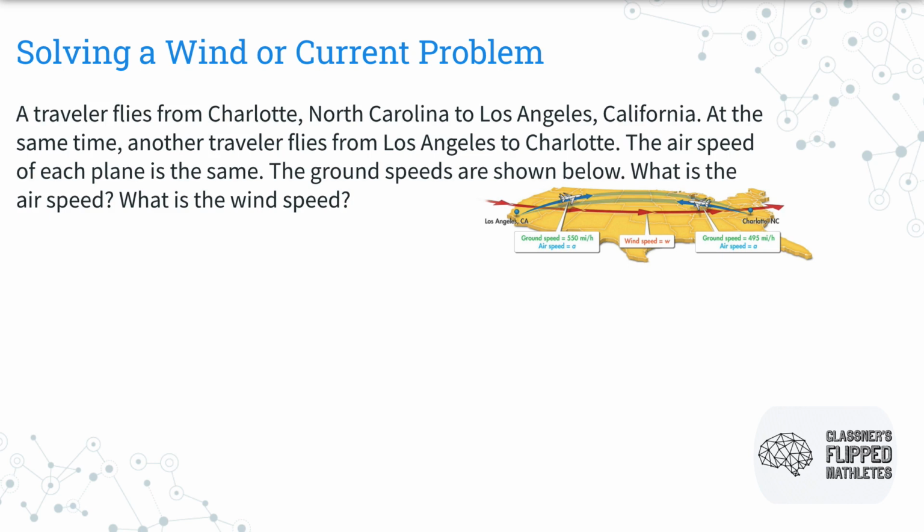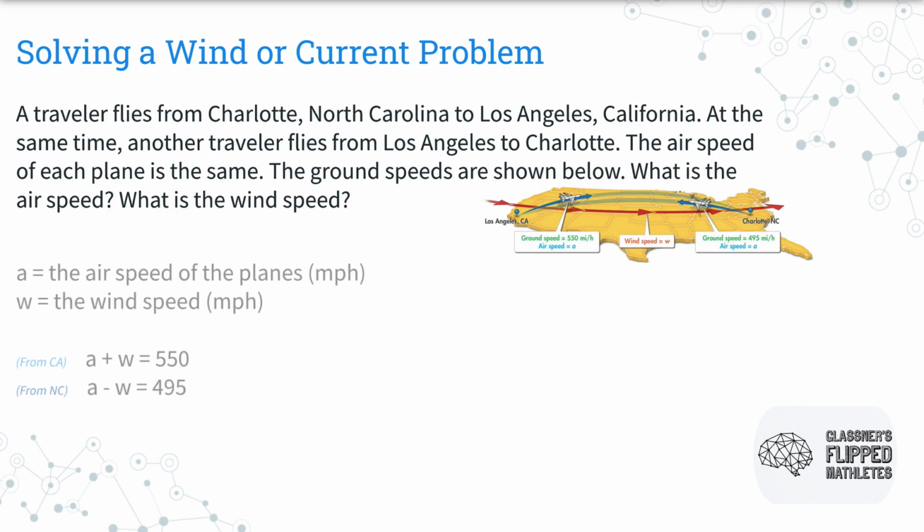So let's define our variables. Let's say A is the airspeed, so how fast the planes are going in the air, and W is the wind speed, the speed of the wind. So from California, because the wind is pushing the plane, A plus W equals 550. The airspeed plus the wind speed is 550. And from North Carolina, the plane is still moving at that same airspeed, but now the wind is fighting against it. So A minus W is 495.